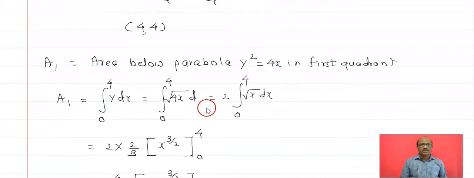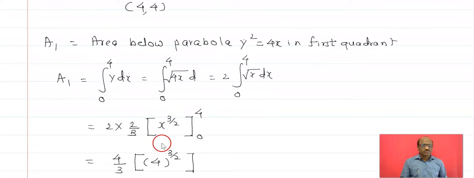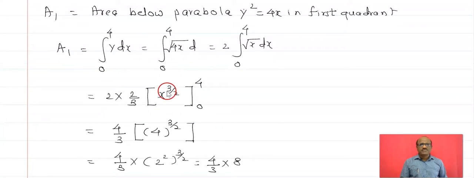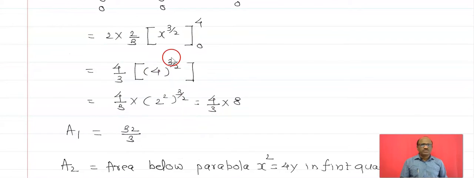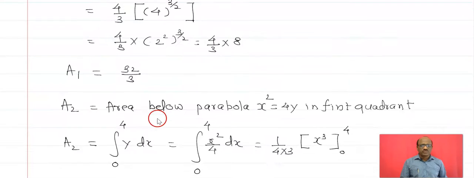What is the integral of √x? That is x^(3/2) upon 3/2, which means 2/3. That is 2 × 2/3 × x^(3/2). Upper limit is 4, lower limit is 0. Substitute x = 4 and x = 0. Lower limit is 0, it doesn't matter. Now here 4^(3/2) means what? 4 means 2 raised to 2, these 2 get cancelled, you will get 2³, and 2³ is 8. That is 4/3 × 8, and therefore you will get A1 = 32/3.